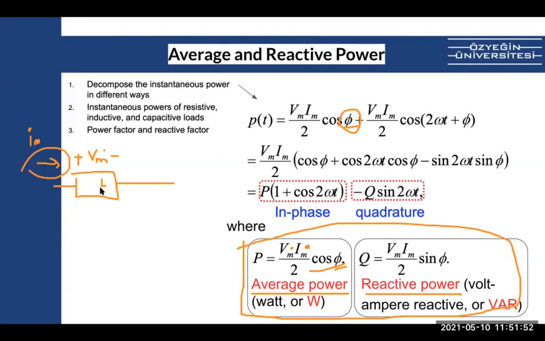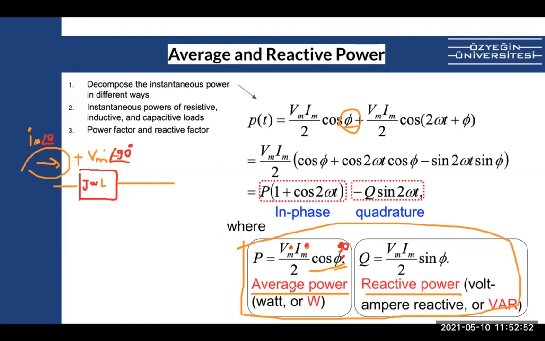Well, let's think together. L has an impedance of j omega L, right? So let's say the phasor of this current is 0. What would be the phasor of the voltage? The phase of the voltage is pi over 2, 90 degrees. So now we know this one. Vm times Im, their phase difference is 90 minus 0. So what is this angle? Pi over 2. What is cos pi over 2?